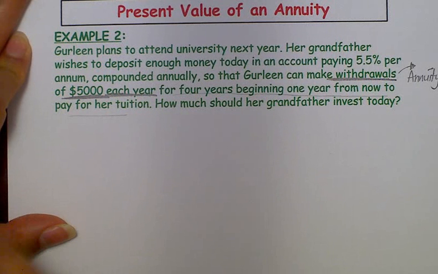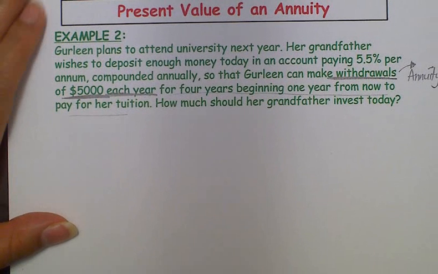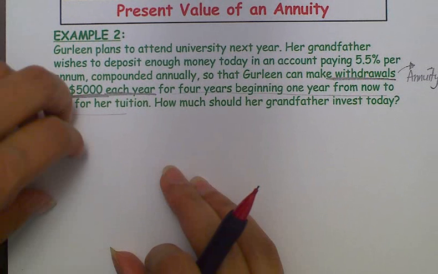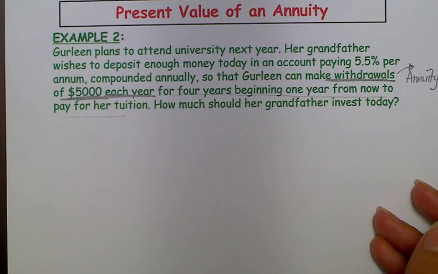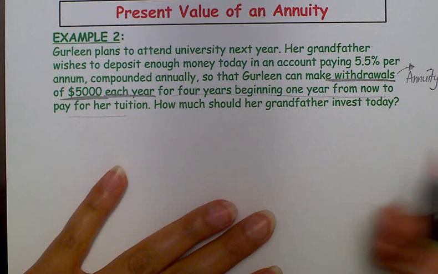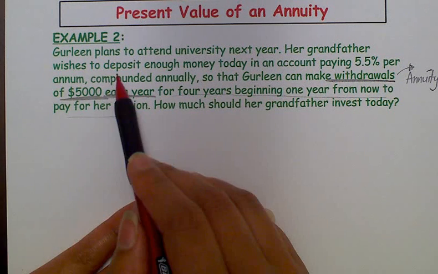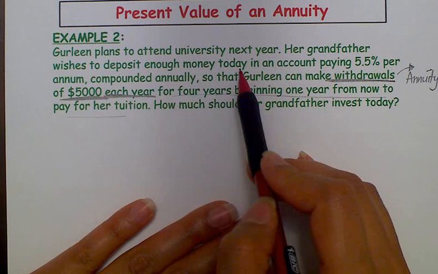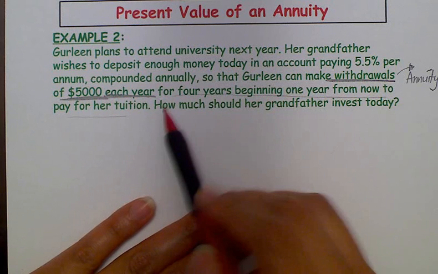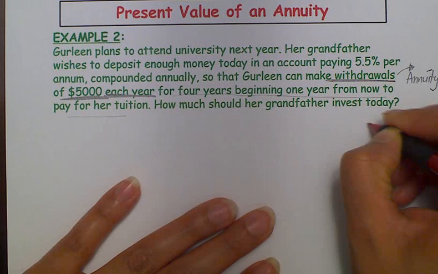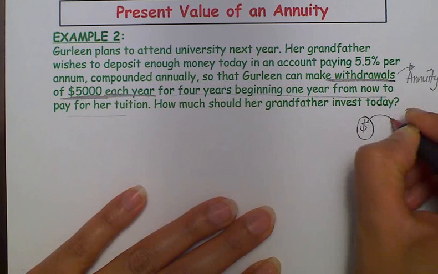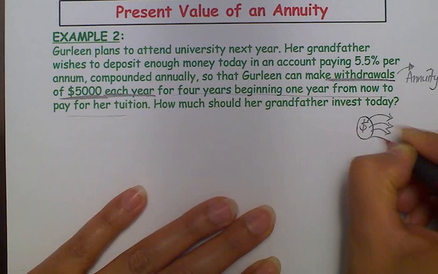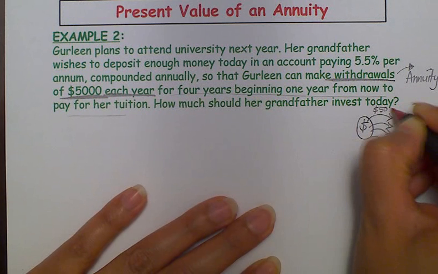Now, is it present value or is it future value? Will she have the money right now and it's going to be invested so she can take it out in the future? Or is she putting in small bits of money now so that she has a large sum in the future? Well, if you read what it says about her grandfather, it says her grandfather wishes to deposit enough money today in an account so that she can make regular withdrawals of $5,000 each year. So what that means is she's going to have money put into the account. The grandfather's going to put in some money so that she can withdraw $5,000 each year for the next 4 years.